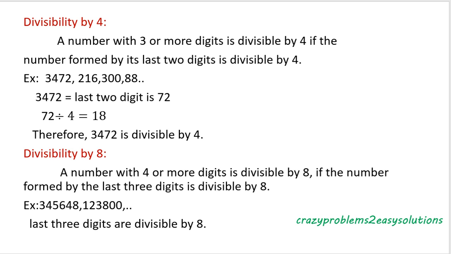3470. So just imagine 70 divided by 4, it is not divisible by 4, so obviously the number is not divisible by 4.